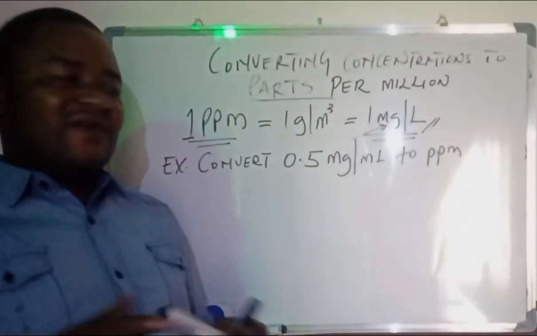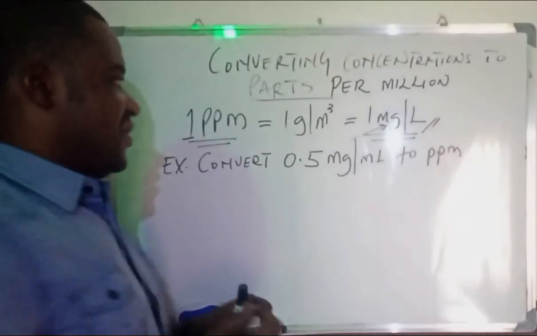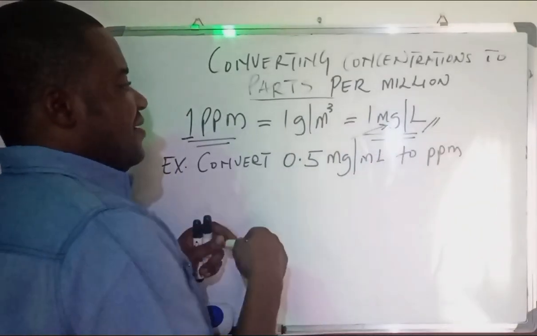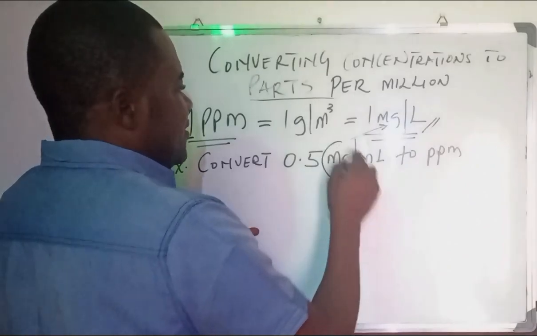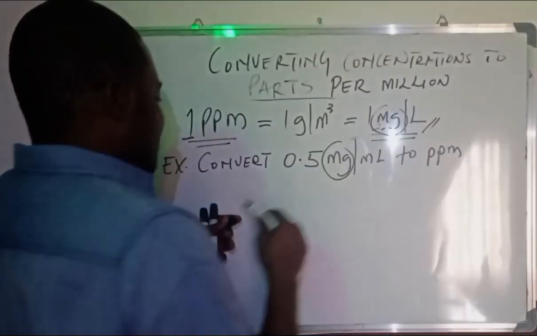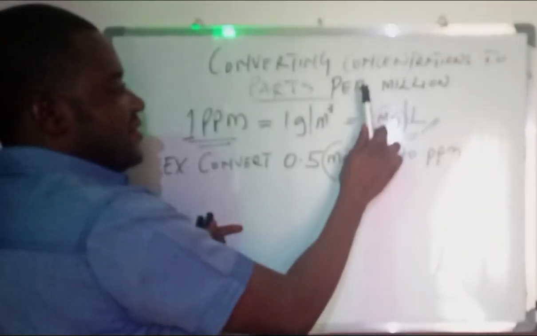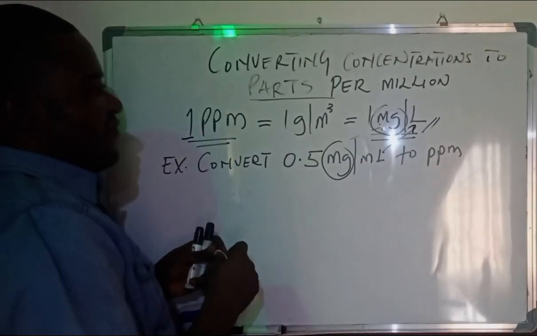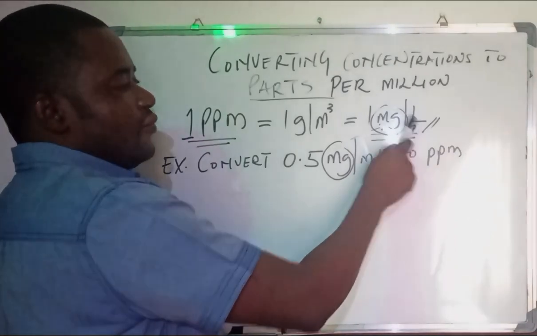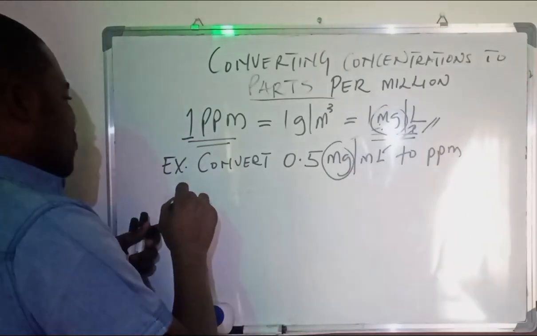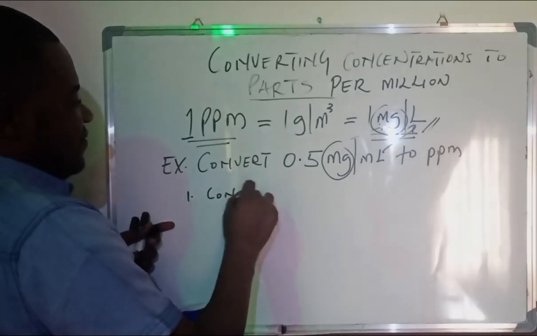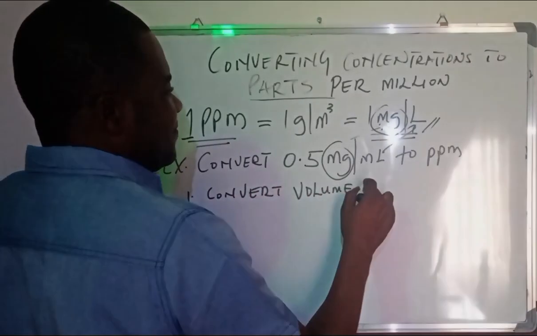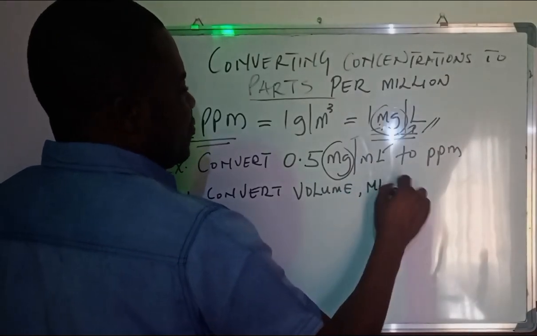Parts per million. Now if you follow what we did before, you will see that 1 part per million is equivalent to 1 milligram per liter. The problem we have here is not this one, because the milligram and milligram are the same. Our issue now is for us to convert milliliters to liters. So we are going to do what? We are going to convert the volume this time around. Convert the volume milliliter to what?